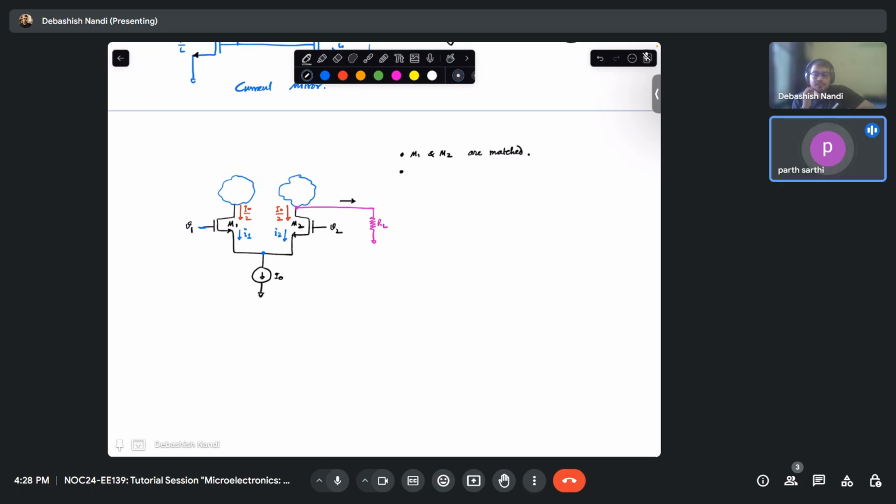So which current are you asking for? I am asking about this current. What is this current? Is it not I1 minus I2? The small signal current, or let me just maintain the color. So is it not I1 minus I2? Yes, sir. That is I1 minus I2, right? Yes, sir. So you want this entire I1 minus I2 to flow in this branch.